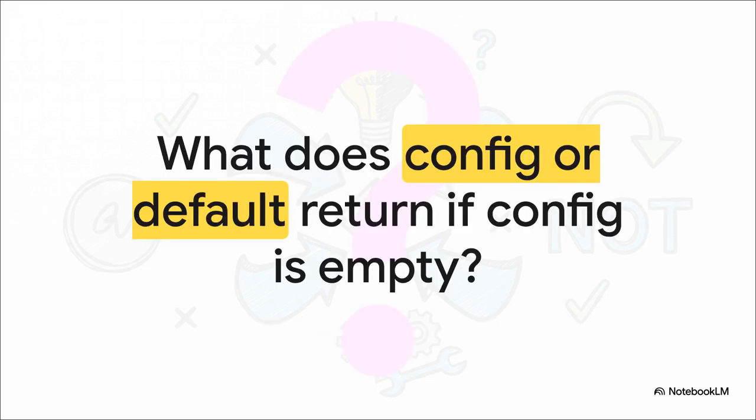To wrap up this explainer, I'm leaving you with a quick flashcard challenge. Based on that falsy void we explored earlier, what does config or default return if config is an empty string? Think back to our cafe analogy and short-circuit evaluation. The empty string is falsy, right? So Python just continues to the right operand and returns the string default.